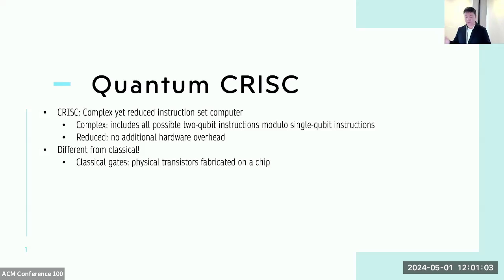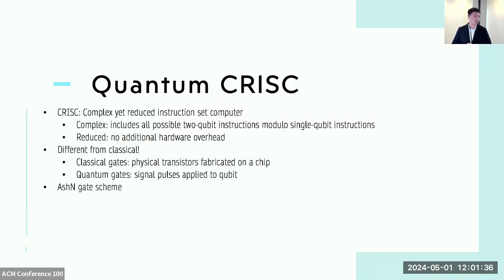Classical gates, we know, are implemented by fabricating physical transistors on a chip. So if you want more gates, a more expressive instruction set, you need more complicated hardware. But for quantum gates, we apply signal pulses, like microwave pulses or lasers, to a physical device we call a qubit. This means you can just have more complicated programming for different gates, and you can have a more expressive instruction set without paying hardware cost. That's why we can have both complex and reduced.